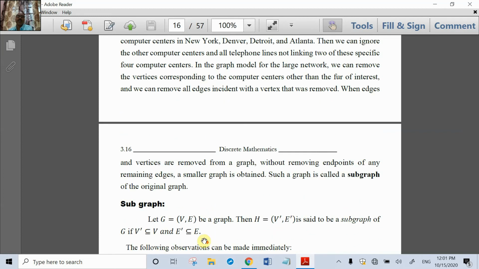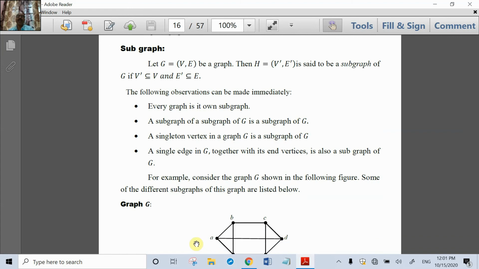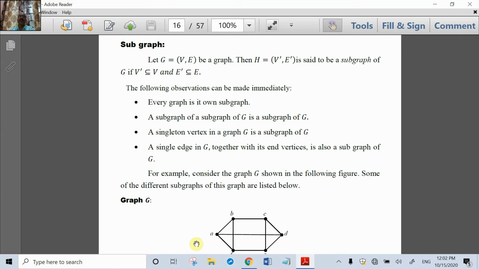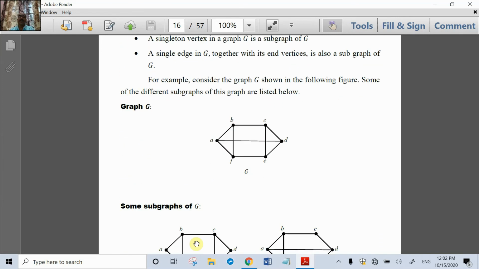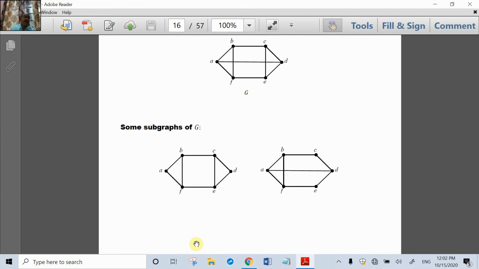Now new graphs from old graphs: subgraph. Subgraph means a graph contained in another graph. Let G equal to (V, E) be a graph. H equal to (V', E') is said to be a subgraph if V' is a subset of V and E' is a subset of E. Now every graph is a subgraph of itself. Every single edge is a subgraph. Now see a graph. Some subgraphs are displayed here. See, this is obtained from the graph by deleting one edge or more than one edge.